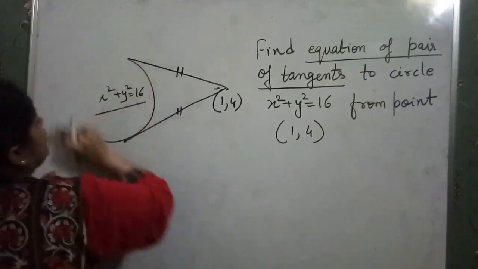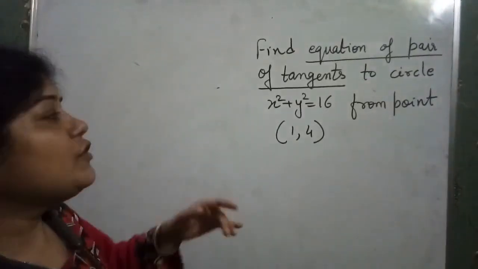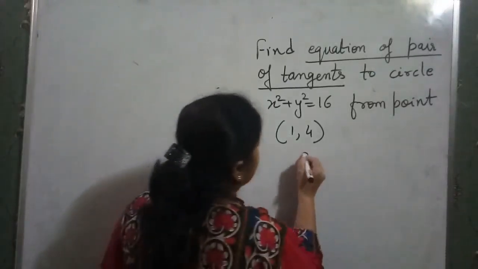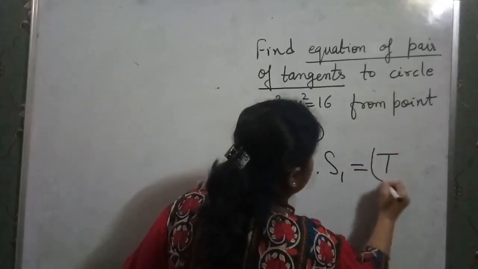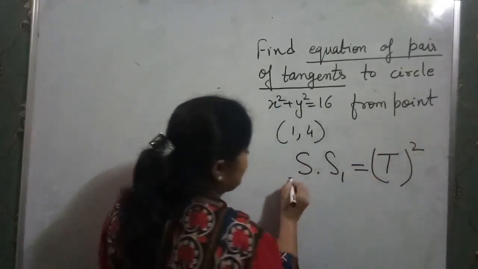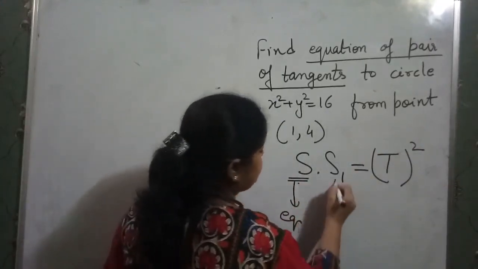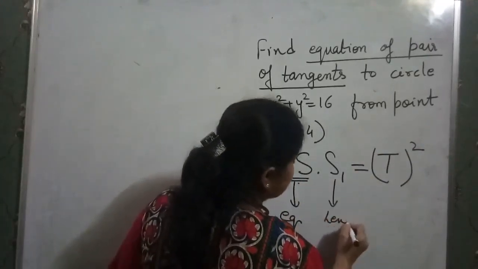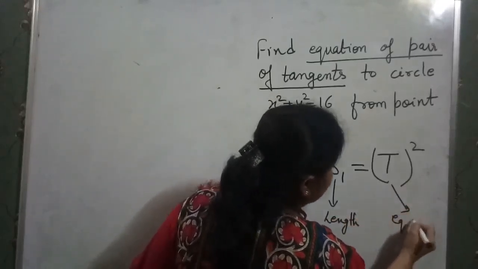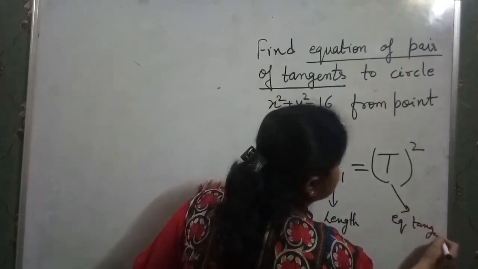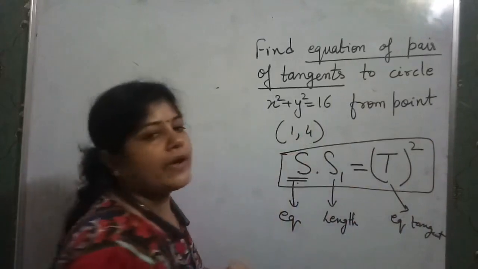Okay. Now for that we have a formula. For finding the equation of the pair of tangents, we have the formula S S1 is equal to t square, where S is the equation of circle, S1 is the length of tangent and t is the equation of tangent. Just remember this one. S S1 is equal to t square.